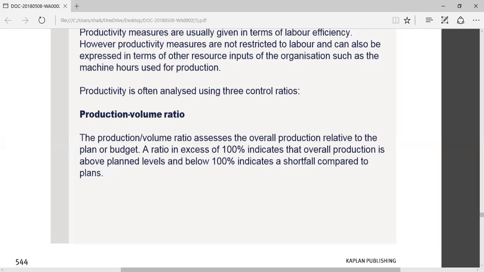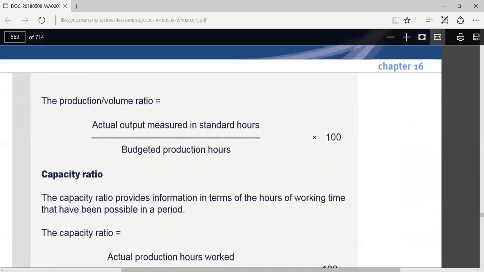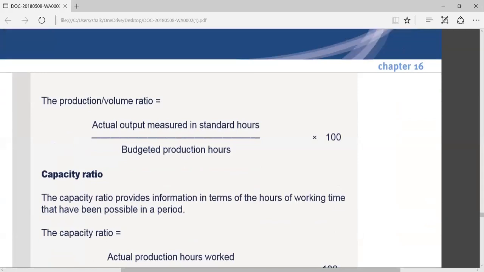So production volume ratio. The production volume ratio assesses the overall production relative to a plan or budget. A ratio in excess of 100% indicates that the overall production is above planned level, and below 100% indicates a shortfall compared to the planned level. Now, the production volume ratio is moreover concerned with standard costing. So, what is the formula of production volume ratio? Actual output measured in standard hours divided by budgeted production hours.